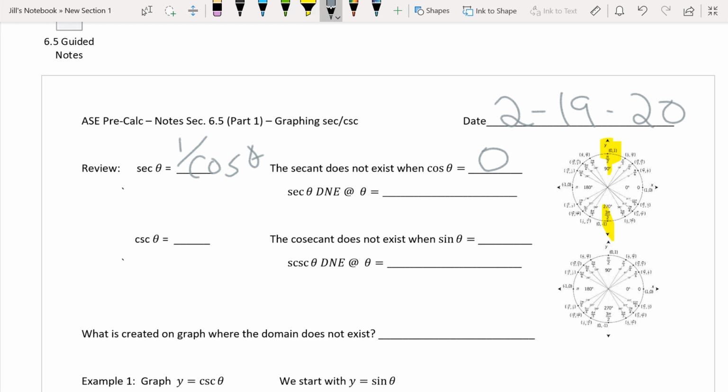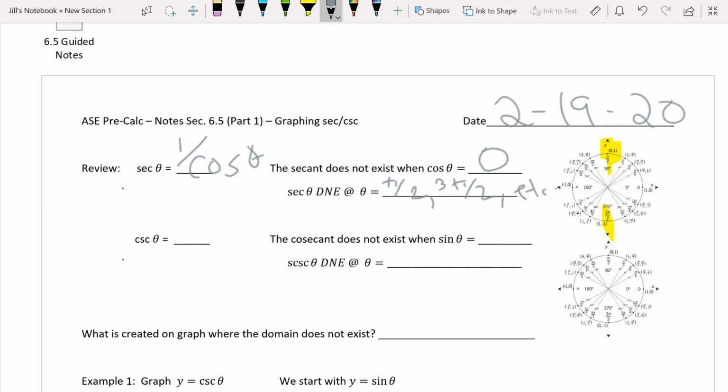So we know that the secant does not exist at pi over 2, 3 pi over 2, etc.